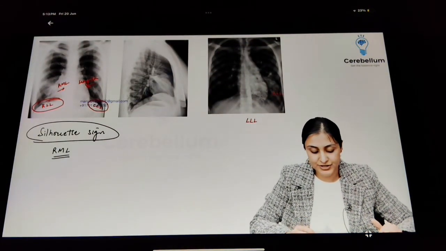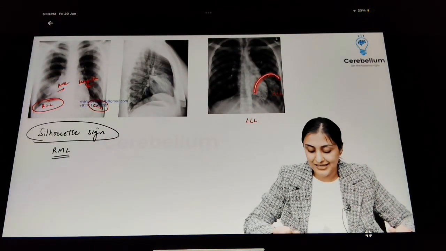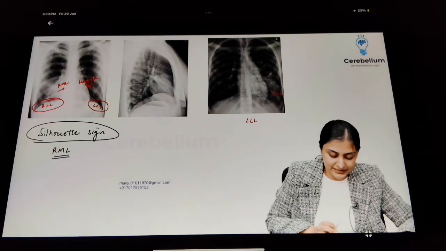Did you understand? So now see first and third X-ray together. Middle lobe, silhouetting heart border. Distinct heart border, lower lobe. Right? So that is how we apply the silhouette sign.